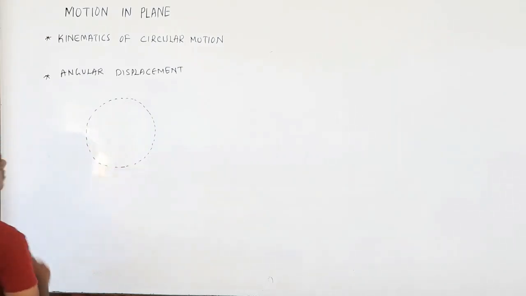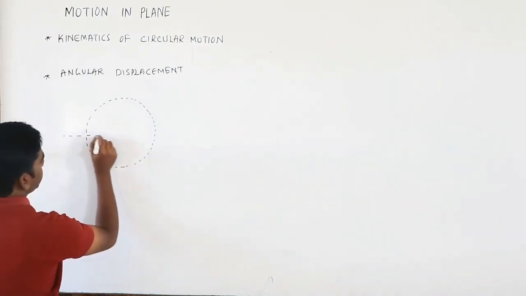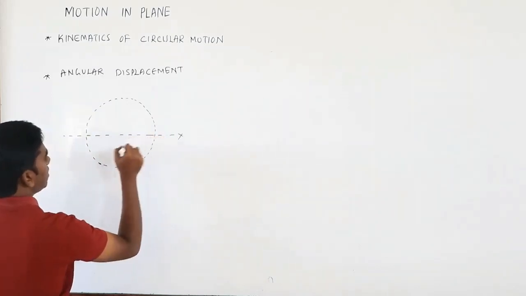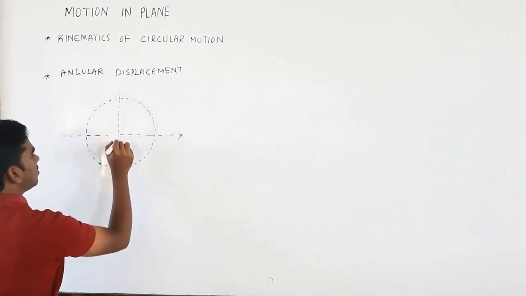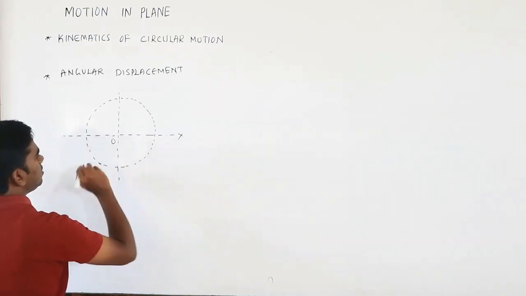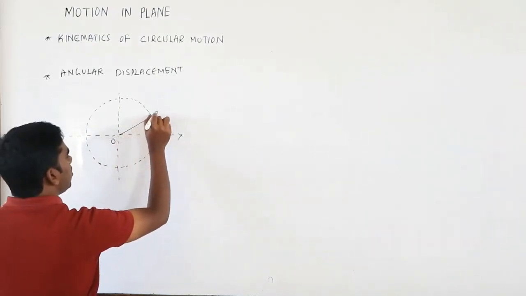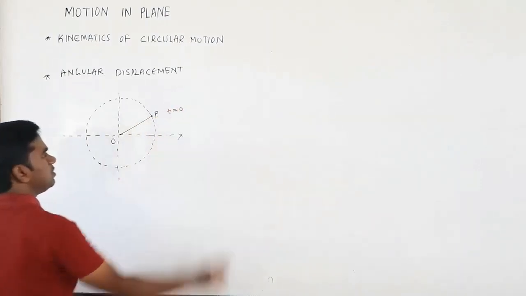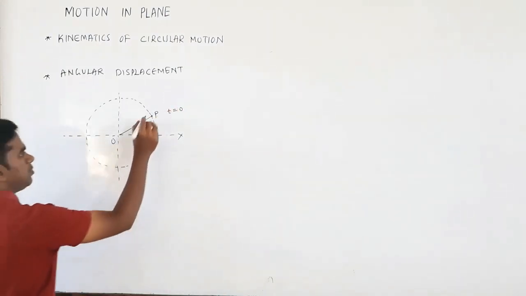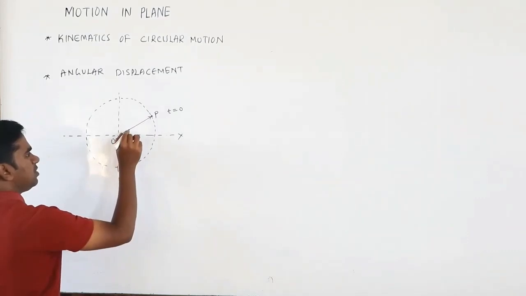Suppose this is the reference line, taken from here, and this is the origin. Say at t equals 0, your object is here at point P. This is the position vector. What is the angular position? Say the angular position is theta 1.